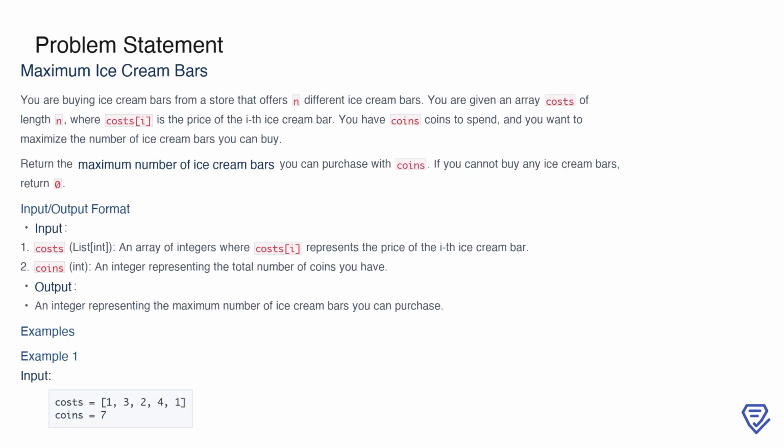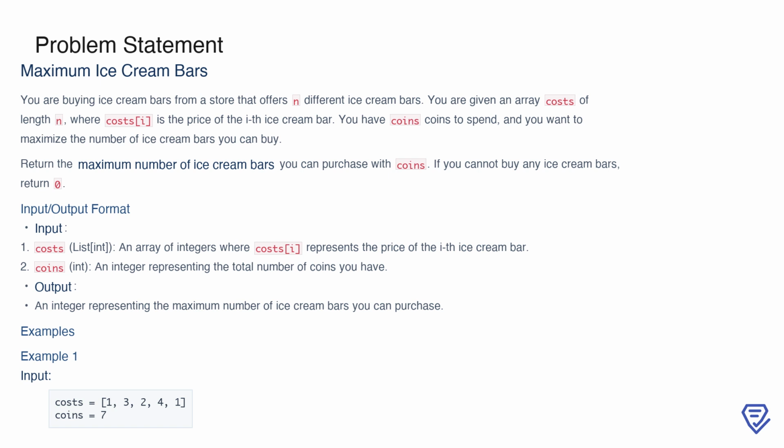Imagine you are at a store that sells n different ice cream bars. Each bar has a specific price, which is provided in an array called costs. The ith element of this array, costs[i], represents the price of the ith ice cream bar.